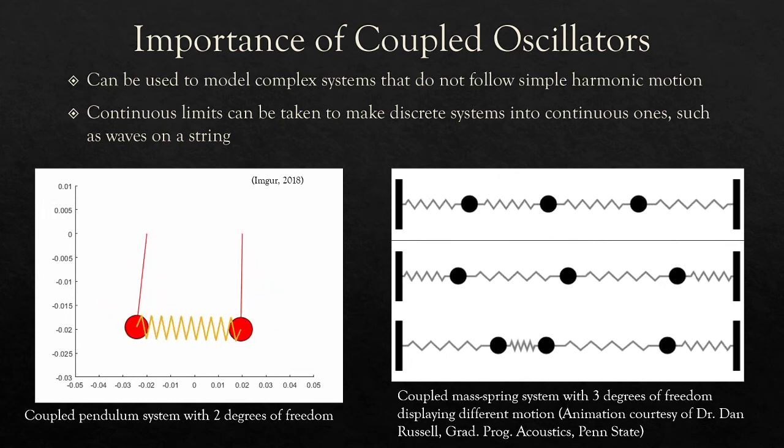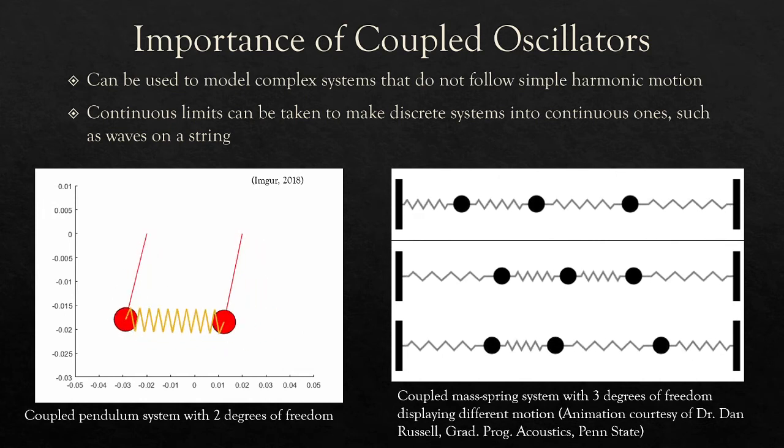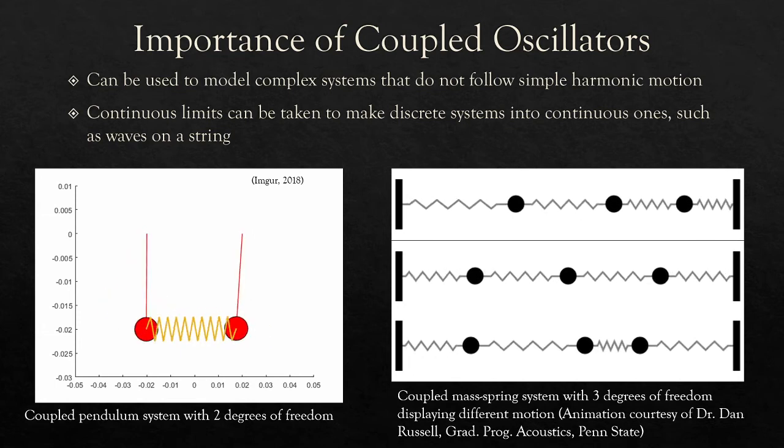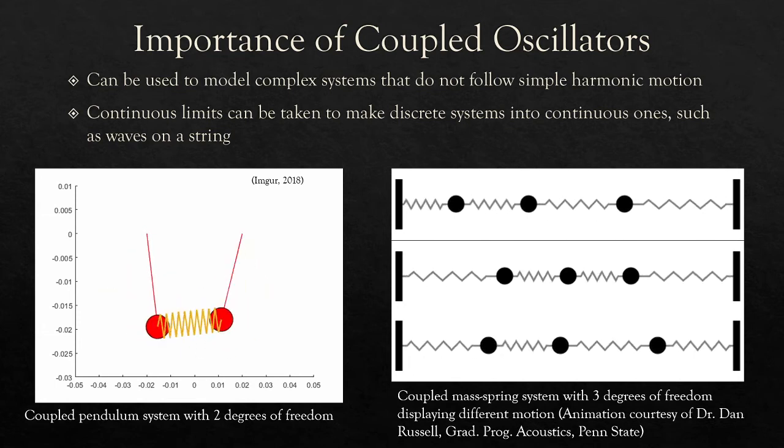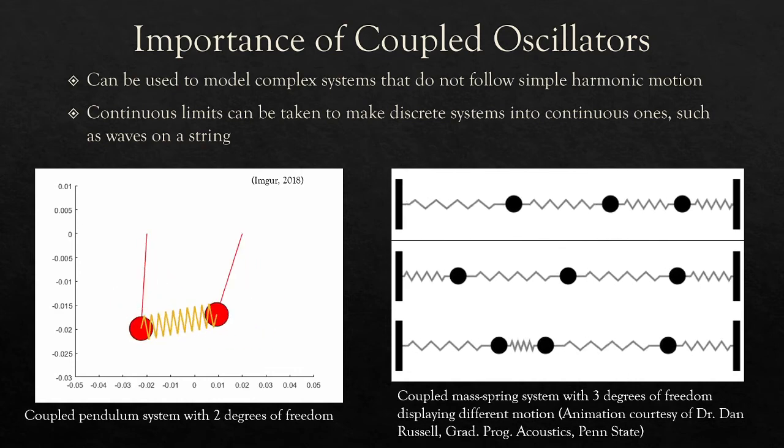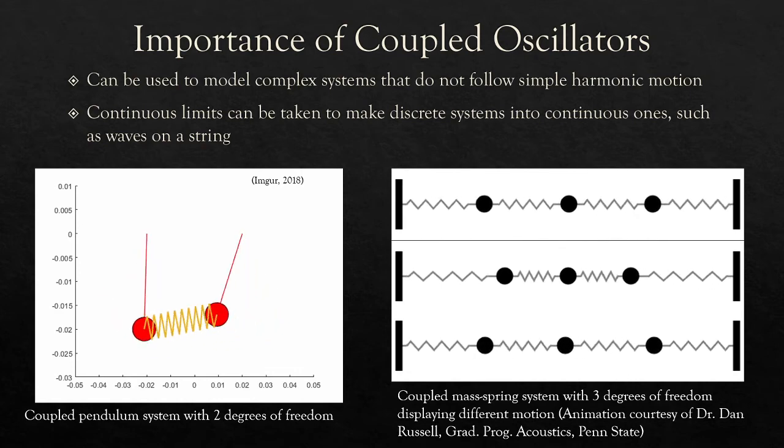As you can see from this video from Imager, this coupled pendulum is displaying chaotic motion. Over here, we have a triple mass spring system, all displaying different kinds of motion, animation courtesy of Dr. Dan Russell from Penn State.